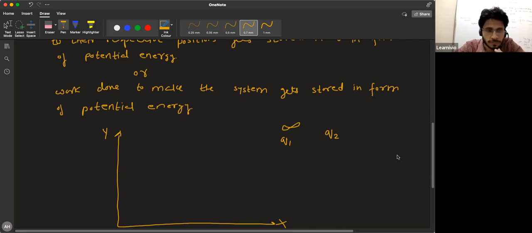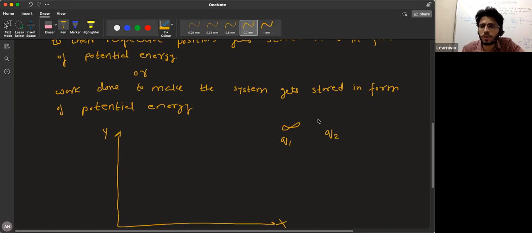If there's a system, then the two charges will interact with each other. Only then will it be a system. Otherwise, it won't be considered a system. So two charges will make a system only if they interact, only if they exert force over each other. If they don't exert force over each other, they don't make a system.